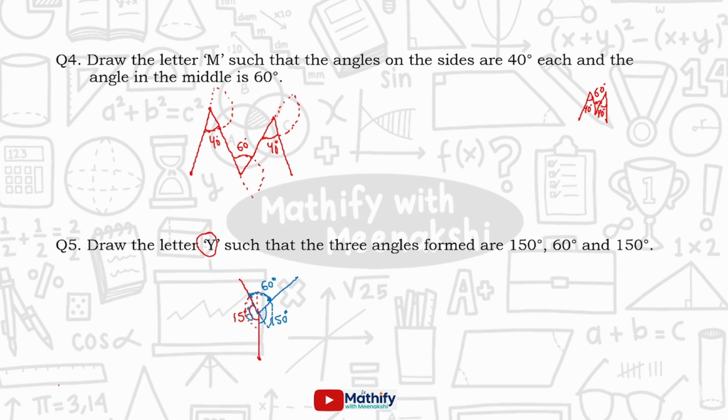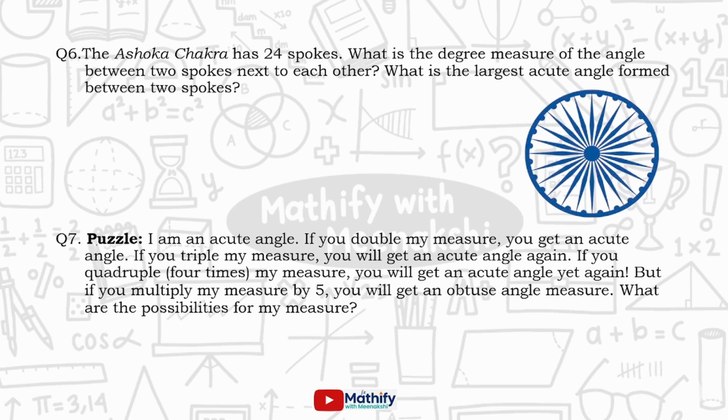Now let's move to sixth question. The Ashoka Chakra has 24 spokes. What is the degree measure of the angle between two spokes next to each other? That means the adjacent ones. So they are saying what is the angle between two adjacent spokes? So you know that complete angle is 360 degree.